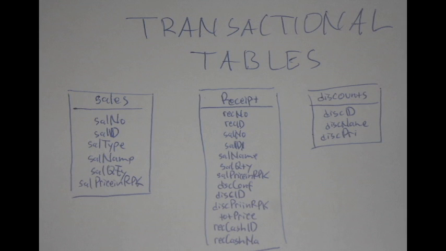Now that we've covered the master tables, we are going to cover the transactional tables. Like the master tables, the transactional tables also consist of 3 different tables. The first one is sales, with its primary key being salno. The second one is receipt, with recno being its primary key. And the last one is discount, with disc ID as its primary key.